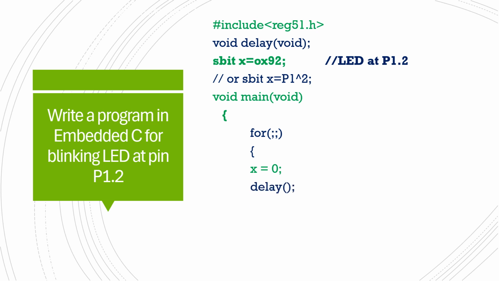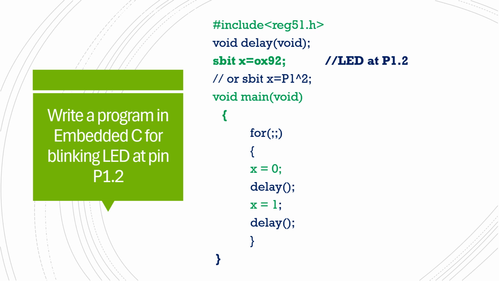Then before we make the LED go on, let us have a delay in between. Call the delay function. Make the LED turn on. X = 1 will turn on the LED. Once again, set a delay. Close the braces for the for loop. Close the outer braces for the main function.